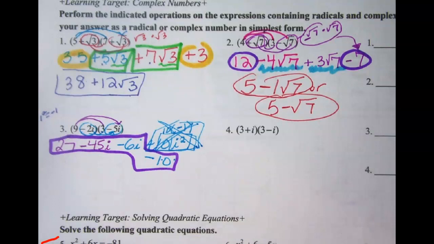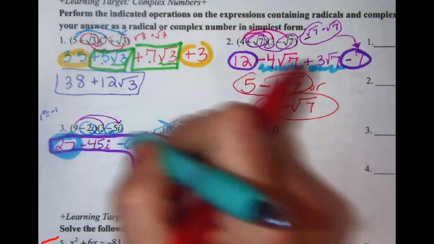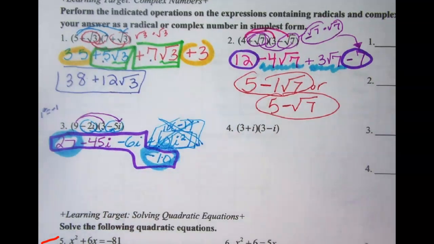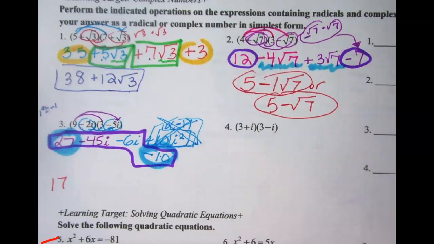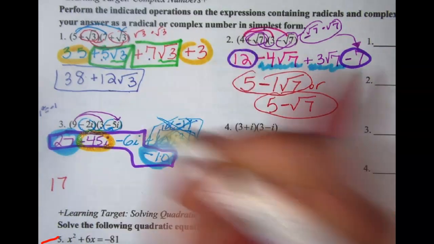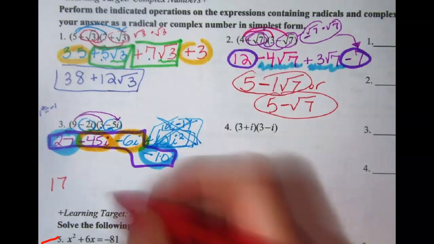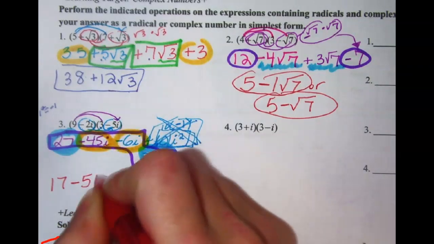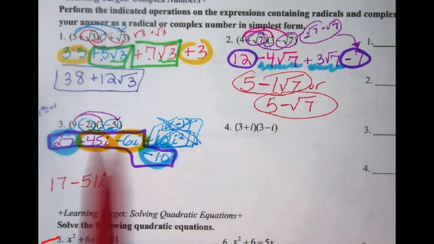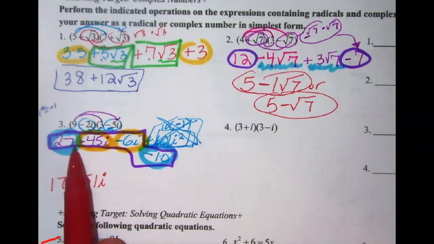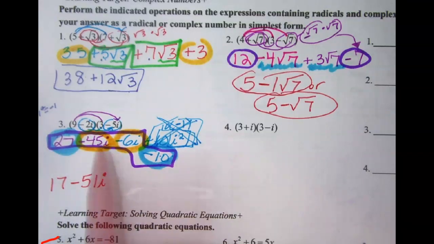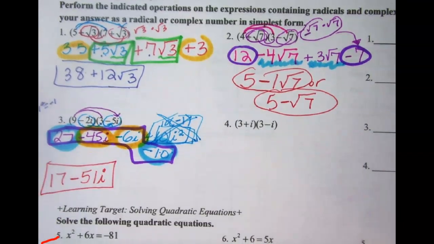Remember, I like to start with just the numbers. So I have a 27 and a negative 10. So 27 and negative 10, that's going to get me a 17. And then I'm going to go for the negative 45i and negative 6i. So remember, we're going to add those two negatives together. That gives us a bigger negative, so that's negative 51, and then the i stays with it. These are just combined like terms, add or subtract, so there's no more i squareds. We just add them together. And then this is our final answer for that one.